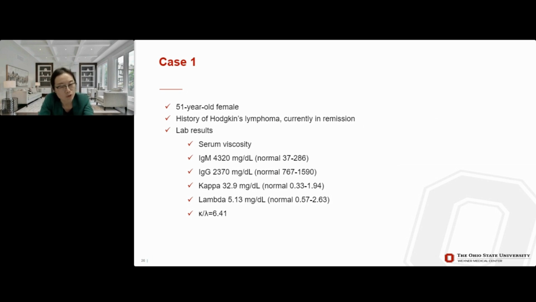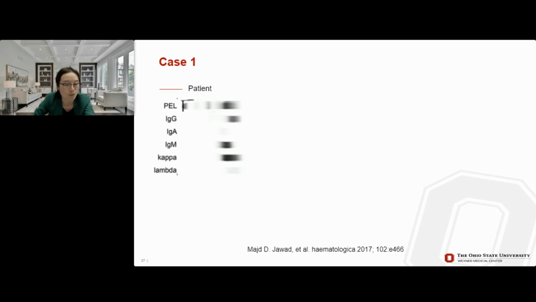Let's start with interesting cases. Patient, female, 51 years old, with past medical history of Hodgkin's lymphoma, currently in remission. Lab revealed a serum viscosity, high IgM, high IgG, high kappa, high lambda, with abnormal high kappa to lambda ratio. Her SPEP and immunofixation results were suspicious, but not conclusive for a monoclonal IgM. You might call it a monoclonal IgM, or you might not call it. What else can we do?